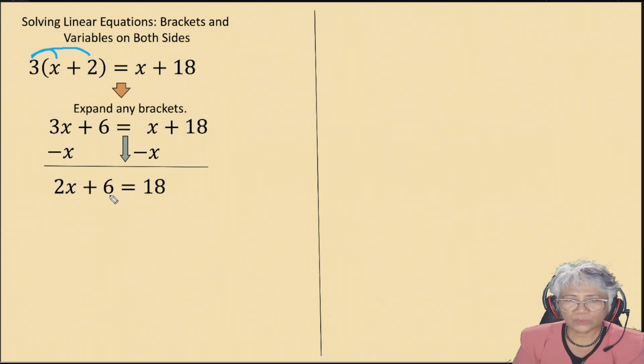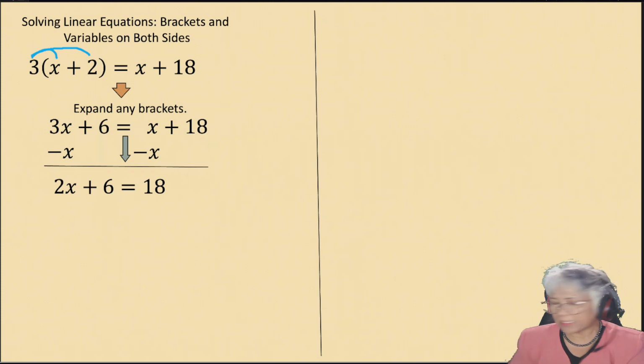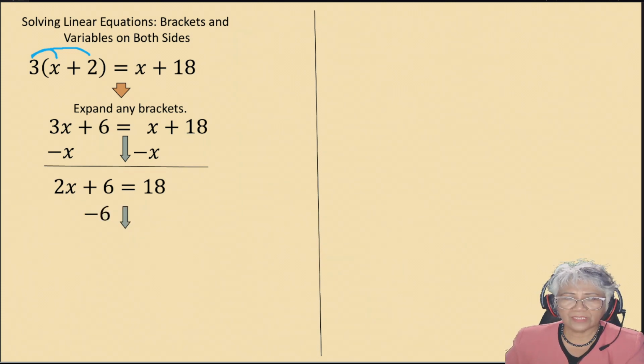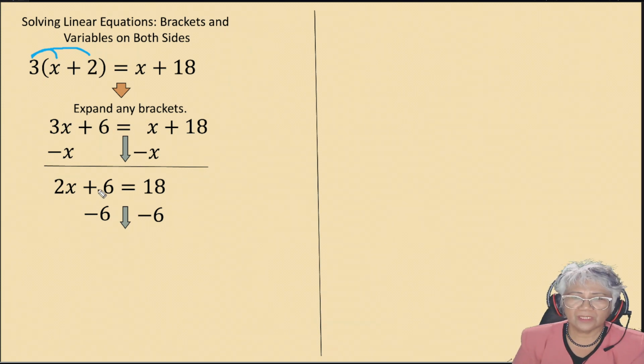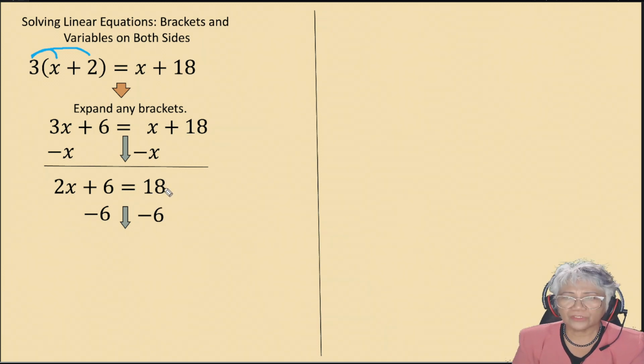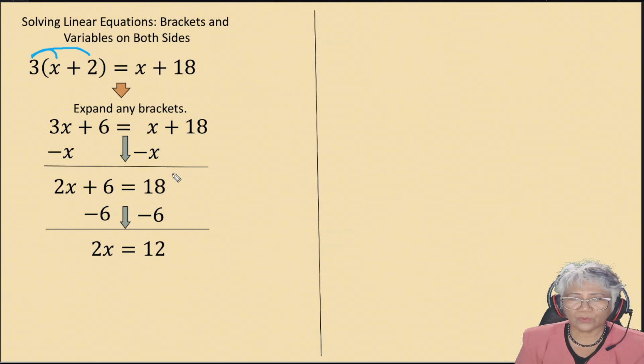Now next we're going to remove the 6 on this side. We want to get rid of that on that side. So we're going to use the opposite operation of plus 6 here. We're going to use negative 6. So you will have negative 6 and negative 6. So this one would be 0. Positive 6 and negative 6 will give you 0. And 18 and negative 6 you need to subtract, so that is going to be 12. So the resulting equation now would be 2x equals 12.